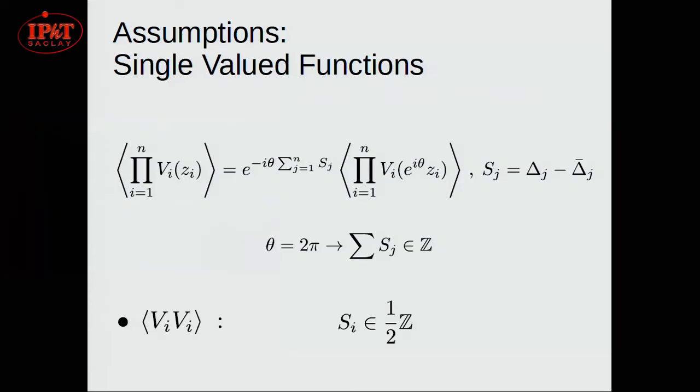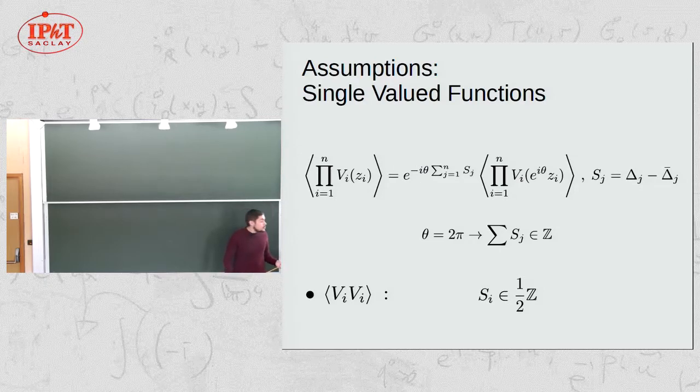If in particular we study this in the case of the 2-point functions, we find that the spins of all the fields should be half integer at most, and we will take this to be a constraint on all the fields that we will allow in our non-diagonal theory.